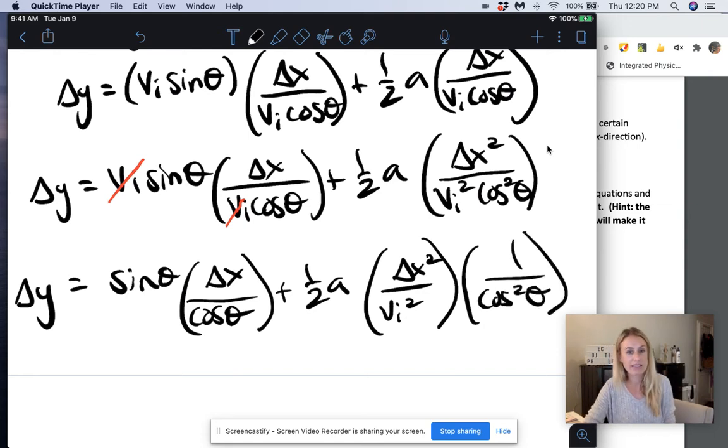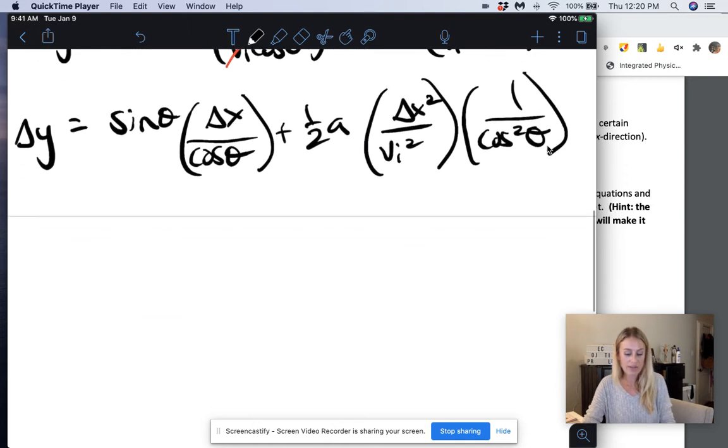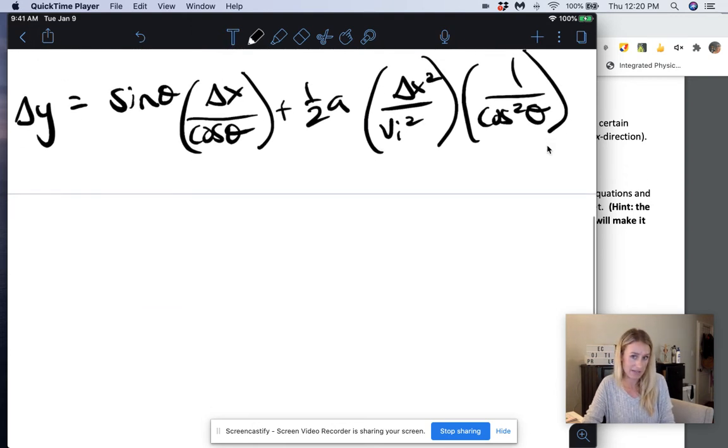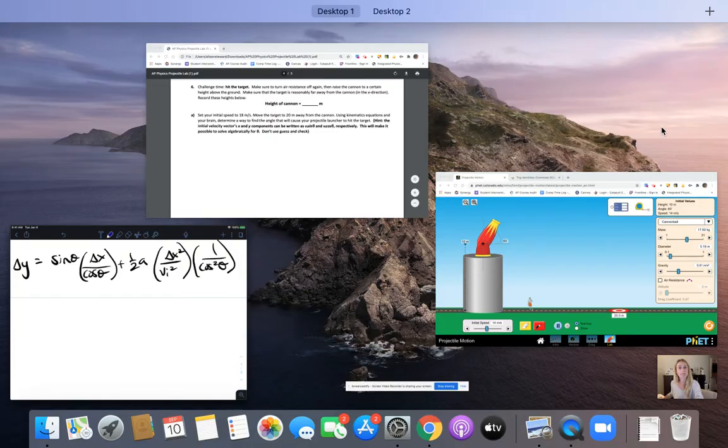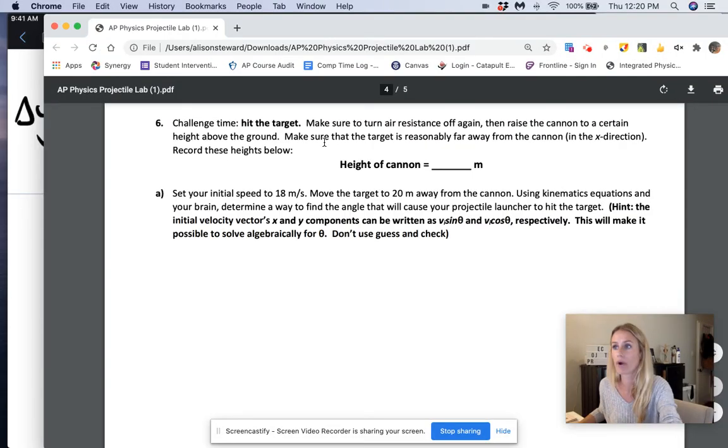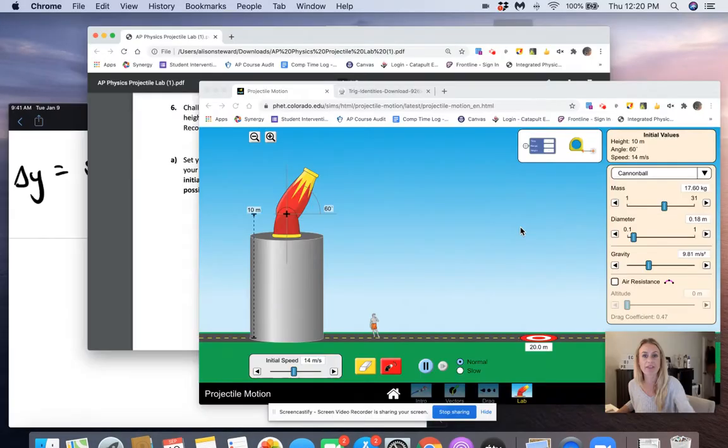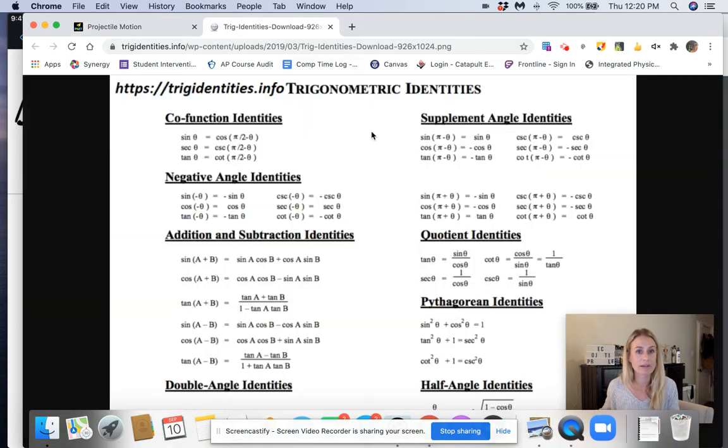Now, the reason that I did this is we now want to use our trig identities to help us solve this problem. What I mean by that is trig identities, and we can see them, I pulled them up here somewhere. Oh, here they are. My trig identities here.